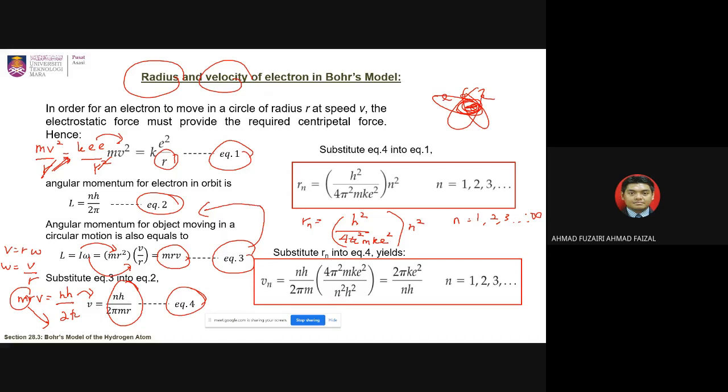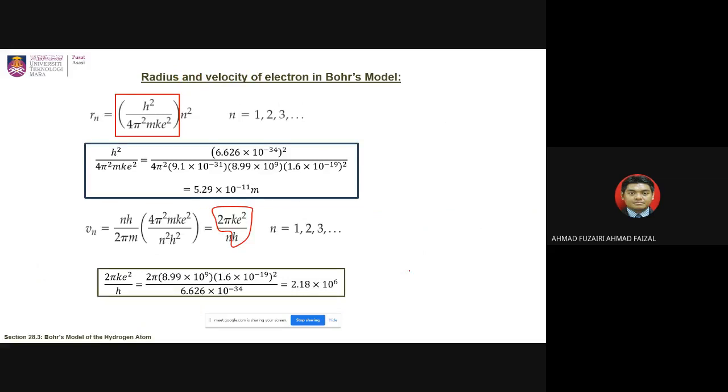And then from r, we can get v. We can replace it with v. Remember, here is v. So you can get v by using this kind of equation. Don't worry about the equations. You don't have to memorize them because we can find them in the appendix.